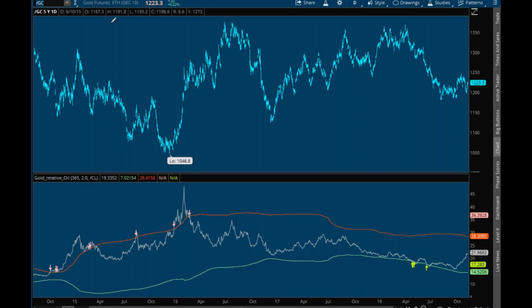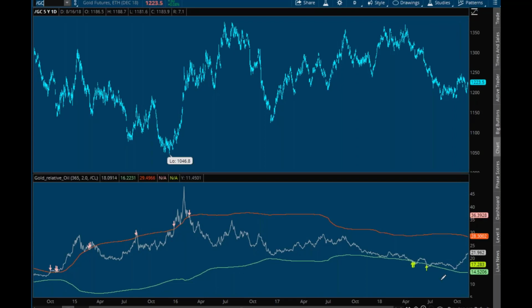I look at the relationship of gold relative to oil. This shows their relationship going back to 2015. If you look at their relationship going back, when it gets really high, like it did here, that just means that gold's expensive relative to oil. When it gets down here, that would mean that gold is inexpensive relative to oil. So we use things like this to make educated trading decisions on where we want to risk money.